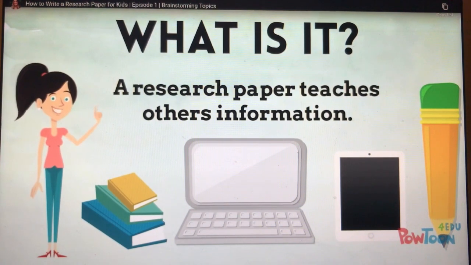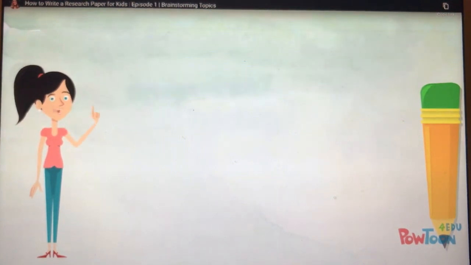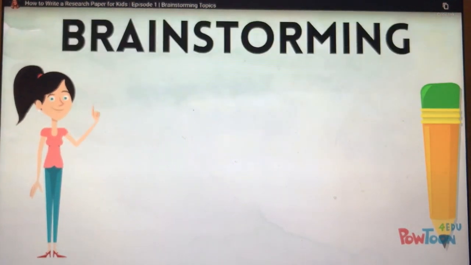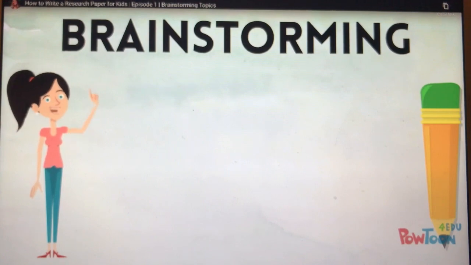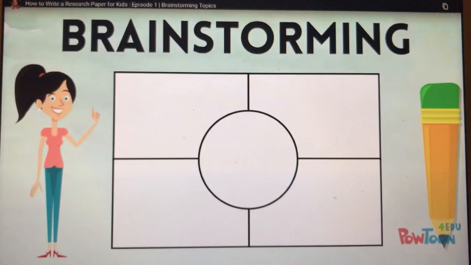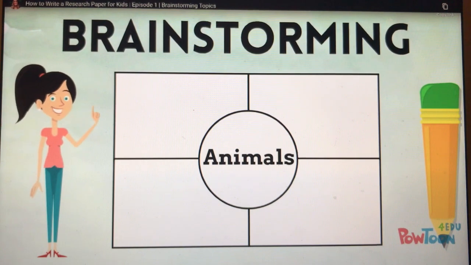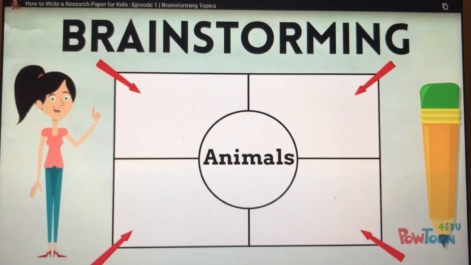To help you research or find information on a topic. So first, if you don't have a topic yet, you need to brainstorm some ideas. I need to write a research paper about animals, so I'm going to brainstorm some animals that I'm interested in. I will use a graphic organizer to help me brainstorm. I put the topic in the middle and my ideas on the outside.